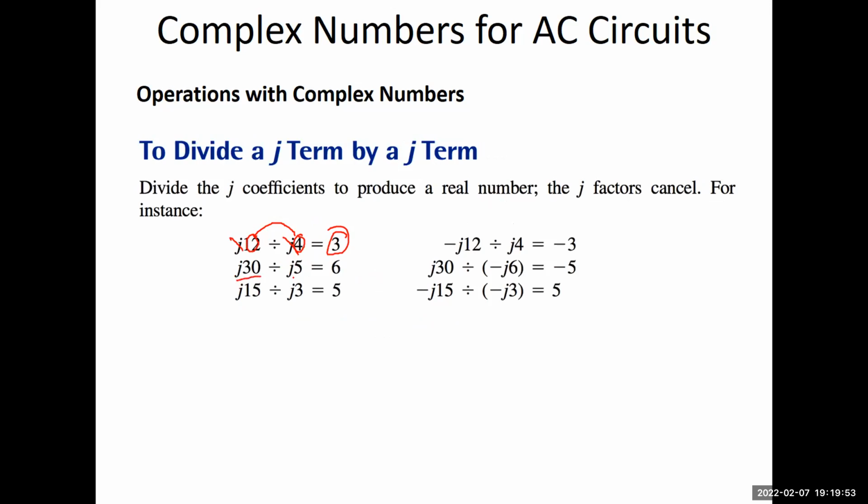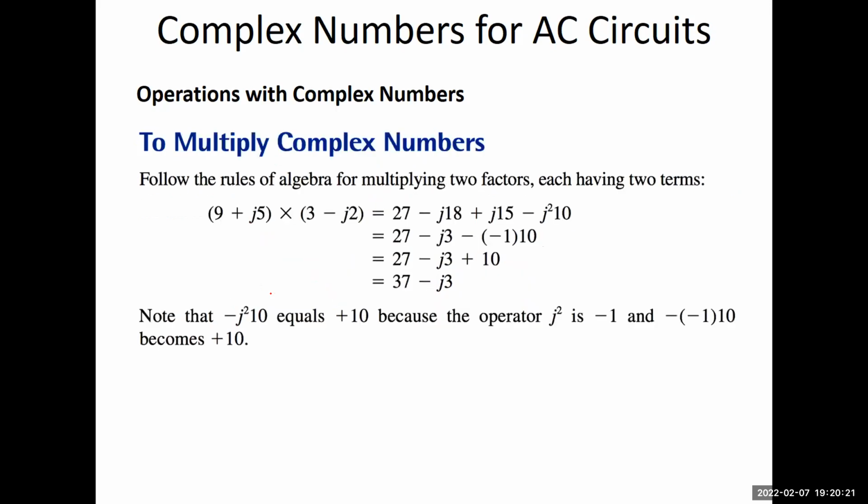Also, we have J30 divided by J5. Again, 30 divided by 5 is 6, and then cancel out the J's. And that will also be similar to J15 divided by J3. So 15 divided by 3 is 5, and then you cancel out J. So that is how you divide a J term by a J term.